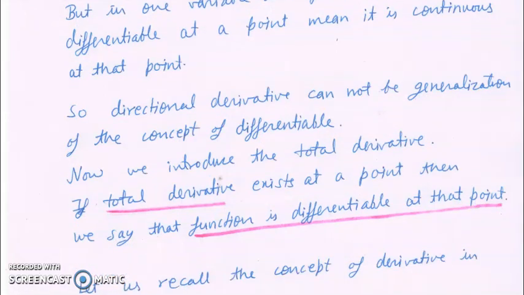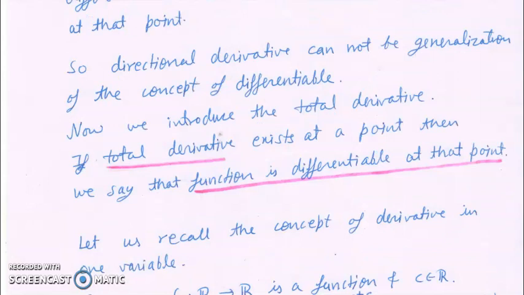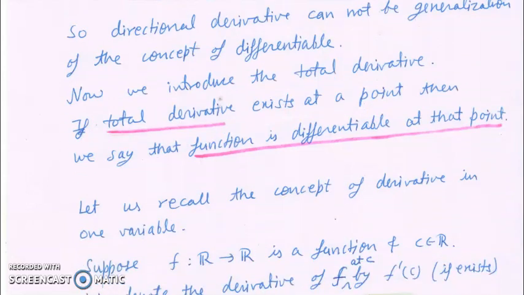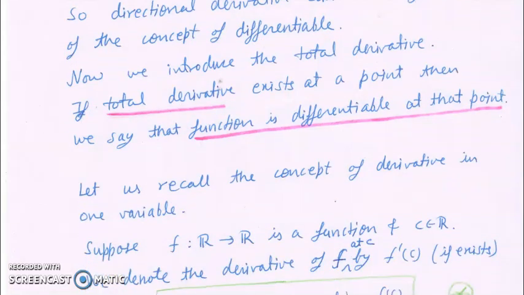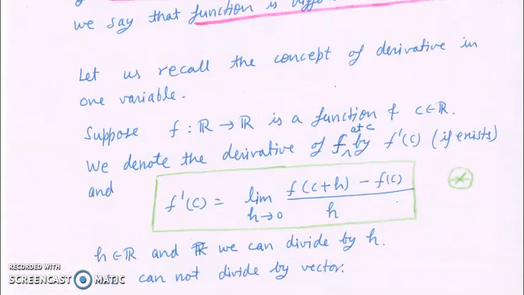So now let us recall the concept of derivative in case of one variable. Suppose f is a function from R to R and c is some real number. So we define the derivative of f at c by f dash c, and f dash c is defined as limit h going towards 0 of f of c plus h minus f c upon h, and we say that the derivative exists if this limit exists.